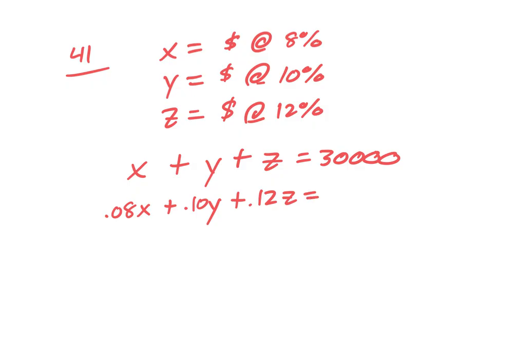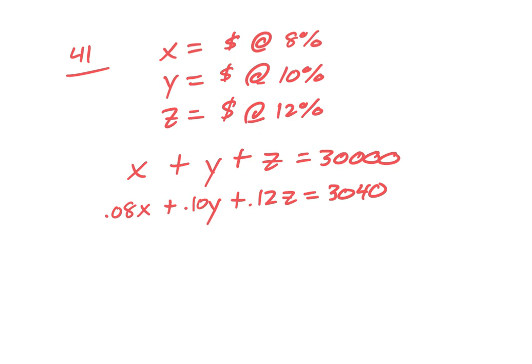And they said the total interest the three accounts are going to charge me was $3,040. So I have to pay $3,040 in interest for those three loans. Okay, that one's not too bad because it's just a straight interest equation. So you got your total amount of money, you got your interest equation, and then the third one's kind of tricky.